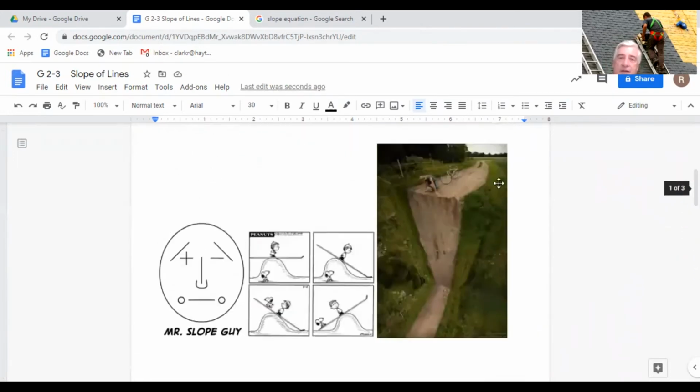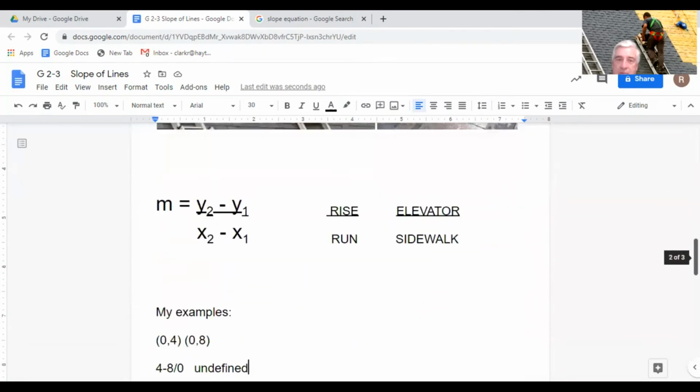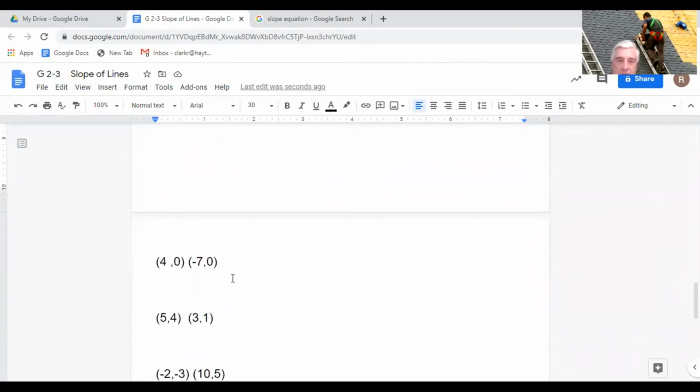It looks a whole lot like this picture here. There's no slope there. He's not about to ride his bike down that hill. There's no slope. It's undefined. Look at my second example.